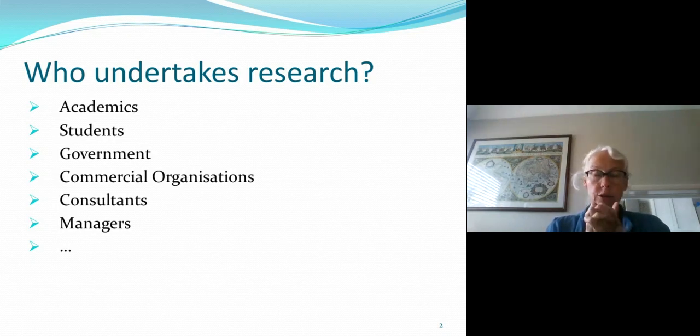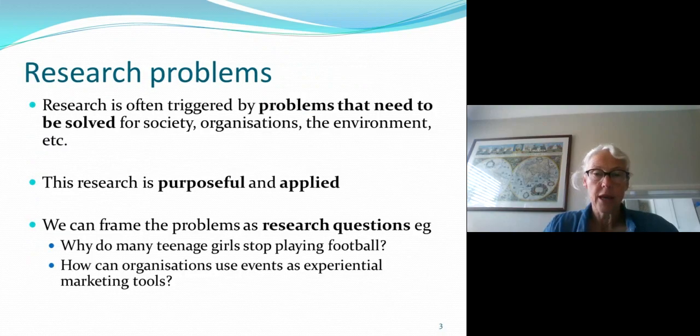And so while you might be thinking, well, I'm doing my research because I have to do a dissertation, actually you will find it will put you in a good position for the rest of your working life in terms of understanding how you might do research in other contexts. So I've mentioned research problems. I tend to think about research in terms of what is the underlying research problem, and that's often what triggers us to do research.